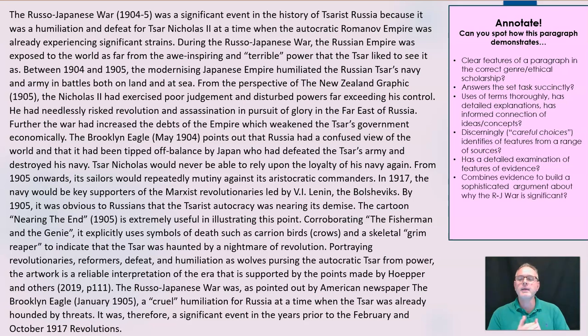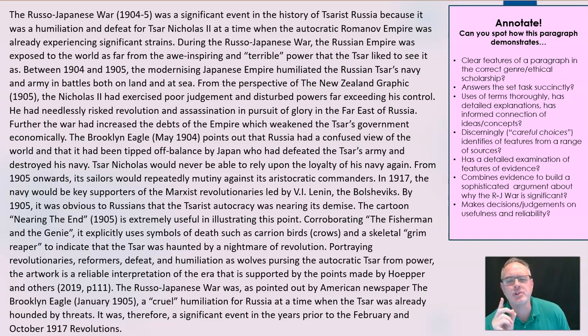Am I combining evidence to build a sophisticated argument, or am I just relying on one source? Am I bringing it together? Am I connecting the sources? Am I weaving them together into one response that talks about how significant, or why, the Russo-Japanese War is significant at this time?